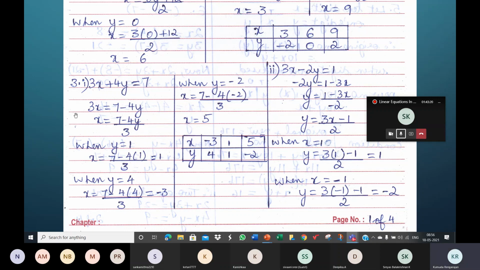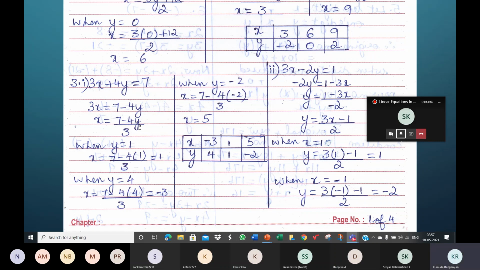Don't take y as 0. When y is 0, x is 7 by 3. That is correct, it's not incorrect, if you have to find the value of x when y is 0. But there's a difficulty in plotting. So we will not go ahead with 7 by 3, which is 2 1/3.